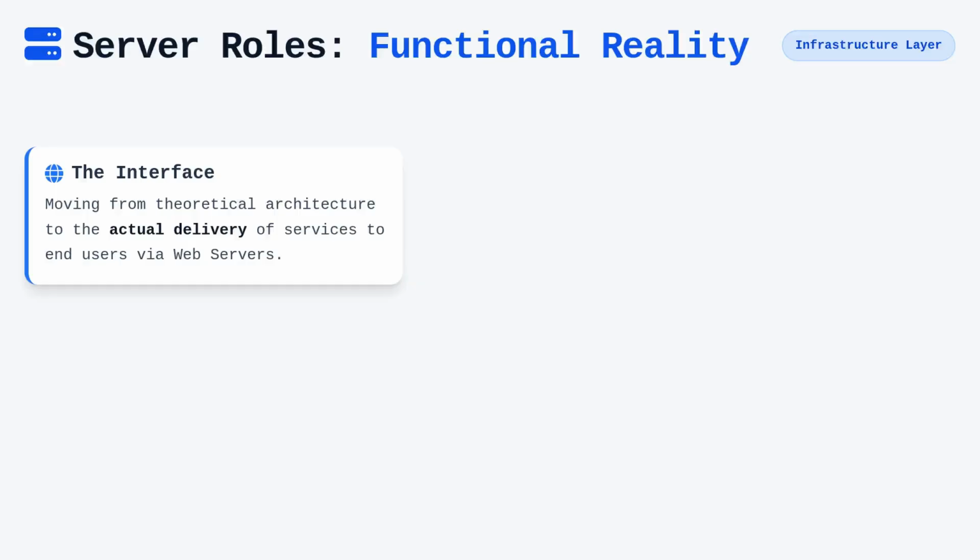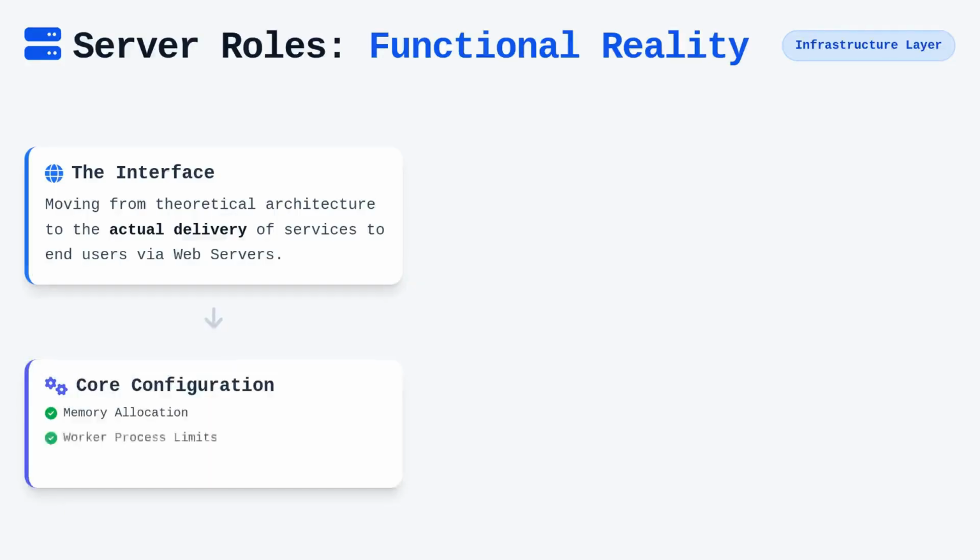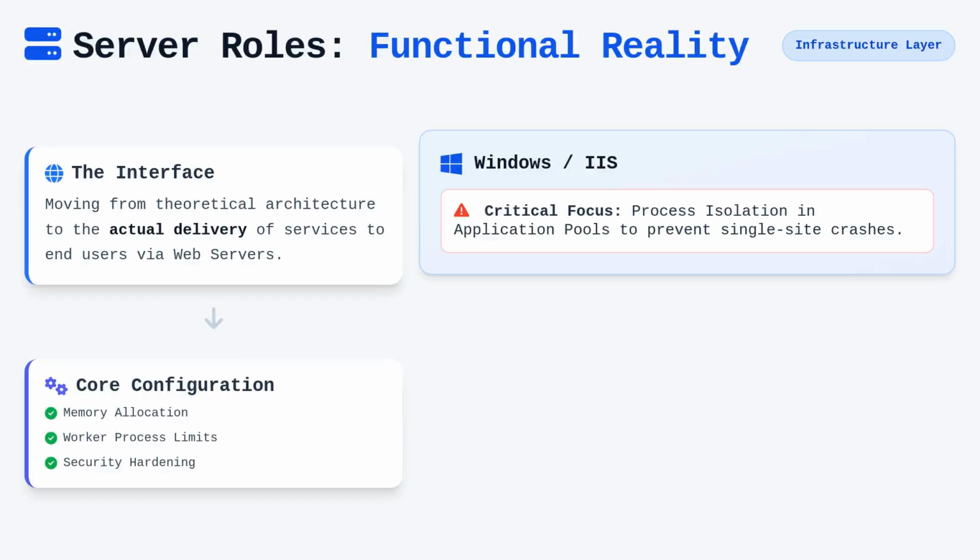interface for your applications. The configuration of these roles involves more than just installing the software package. It requires tuning memory allocation, handling worker process limits, and ensuring that the service is hardened against common web attack vectors. If you fail to configure the process isolation correctly on an IIS application pool, a single misbehaving site could potentially take down the entire web server instance.